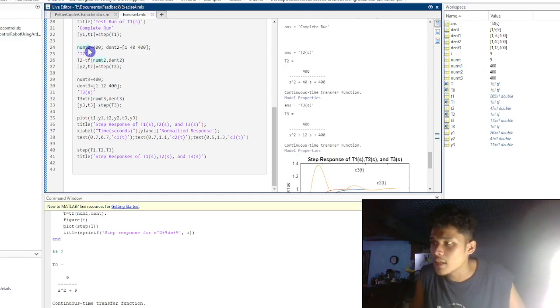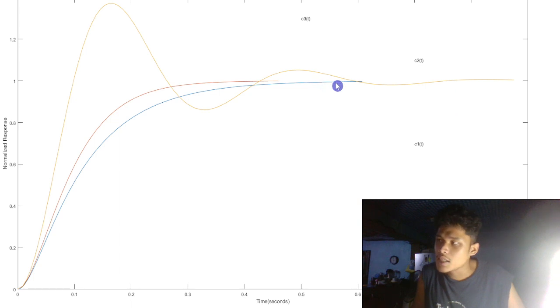But for the second transfer function with 40s plus 400, this is equal to 1. And so with that, we can see that this C2, which is the orange graph, actually rises earlier than the overdamped response of C1, because C1 is s squared plus 50s plus 400. So that translates to a higher zeta.